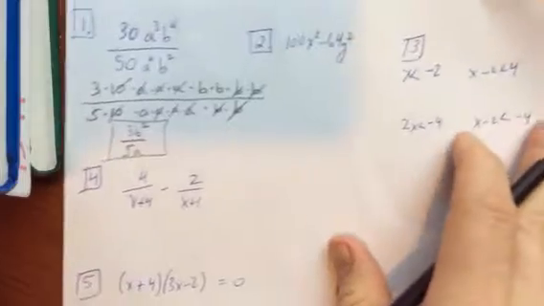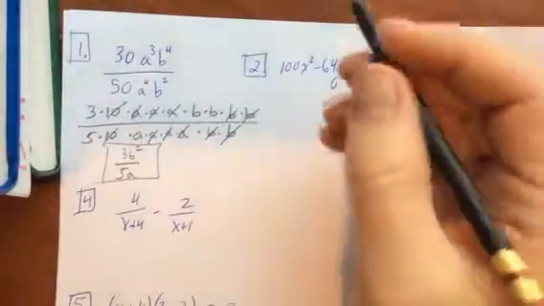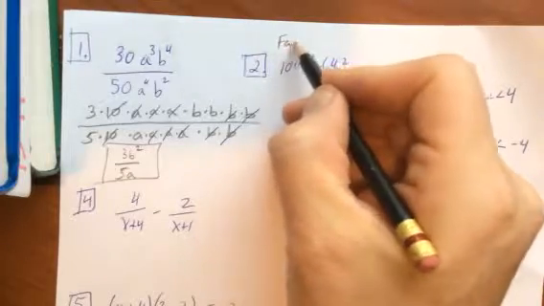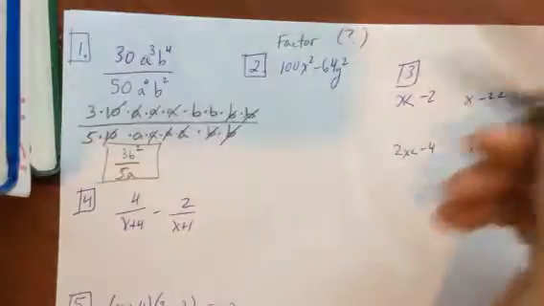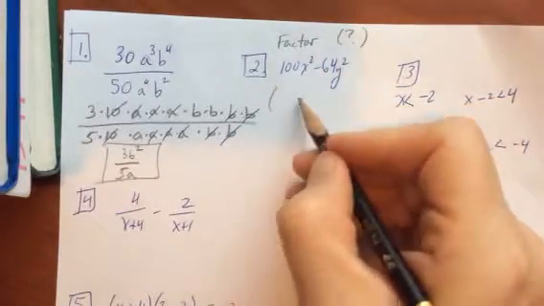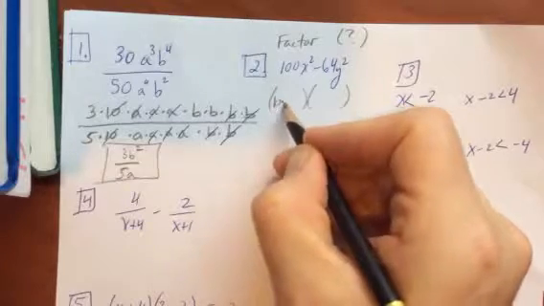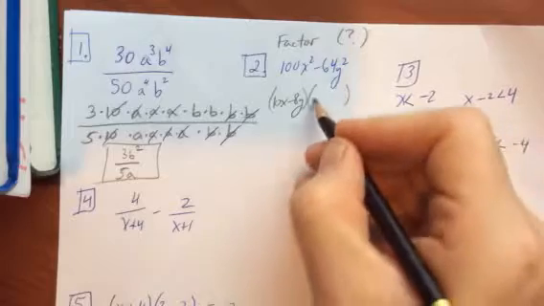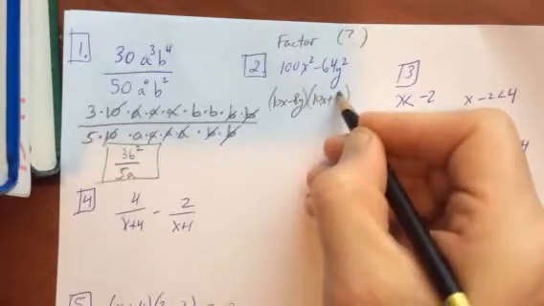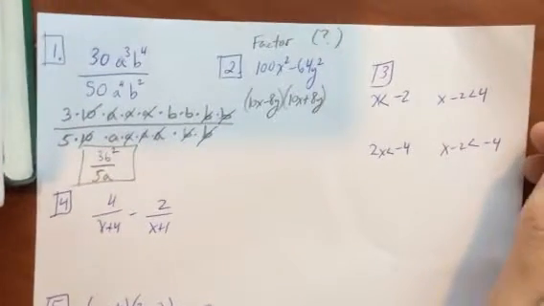Okay. Problem 2. There are no directions, so I'm not sure. It might be that you need to factor these. If you have to factor those, this is like 10x minus 8y times 10x plus 8y. That's a little bit more involved, but that's, I think, what you have to do for that problem.